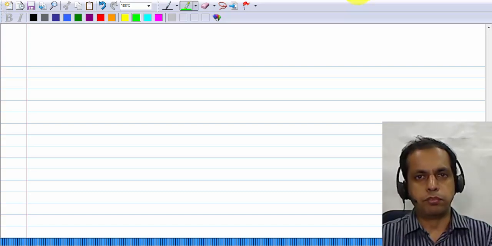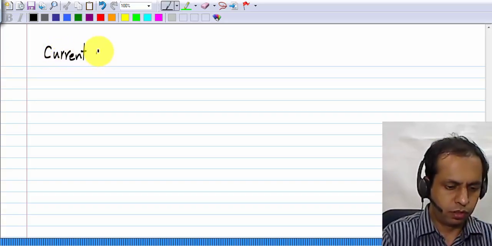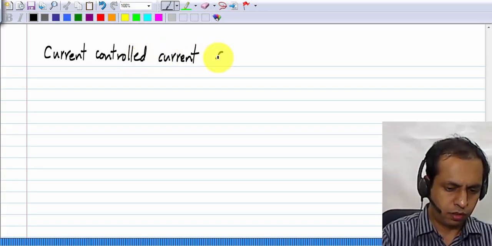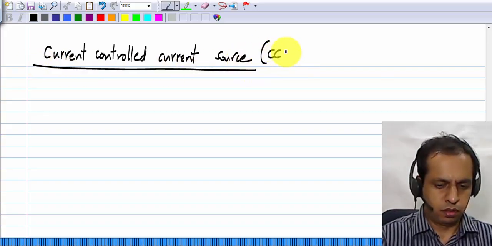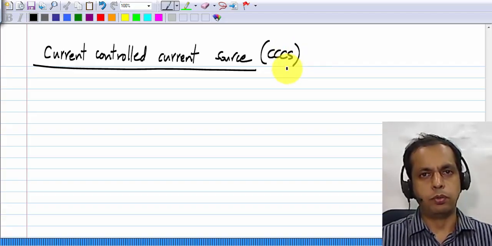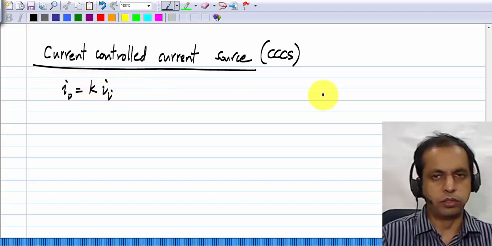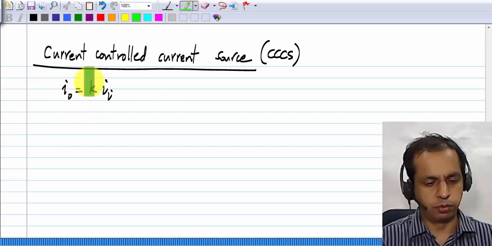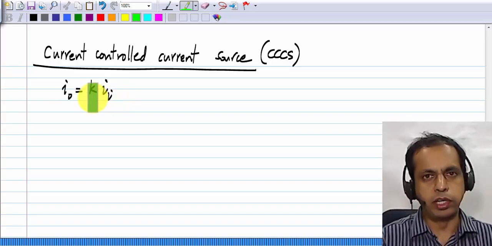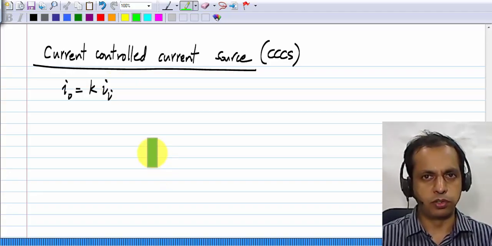Now we'll take up another type of control source, which is a current controlled current source. And just like with the voltage controlled voltage source, we will make the gain of the current controlled current source to be 1. That is, in general, a current controlled current source should have an output current which is some constant K times the input current, and they should be independent of the impedance of the source which is driving the current controlled current source, and also the load resistance.